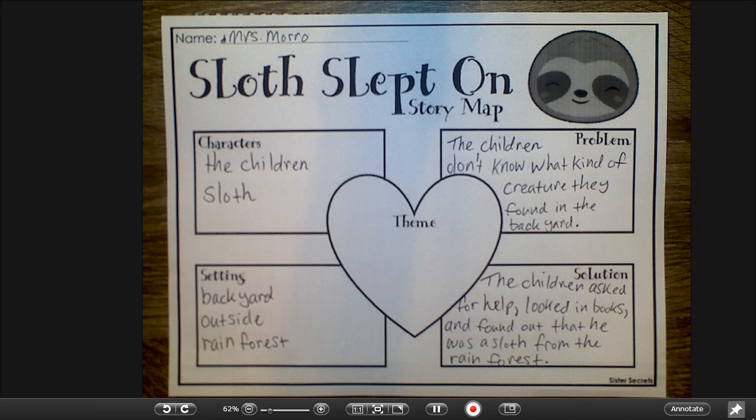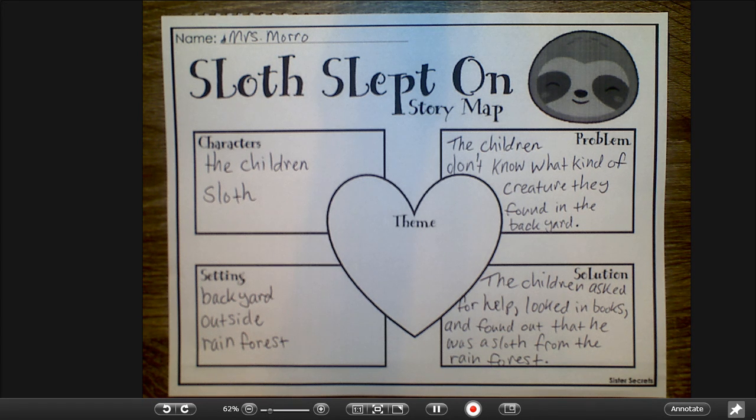The last thing we have is theme, and to me, theme is always the hardest. You guys could really go on your own here and figure out what the theme is for yourself. I'm sure you would come up with a really great idea. For me, in this story, the theme is if you don't know the right answer, you have to keep looking until you find it.